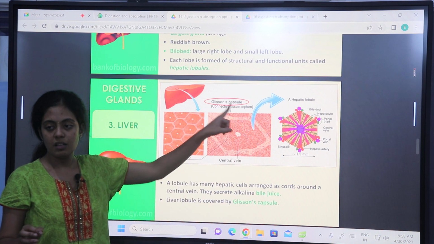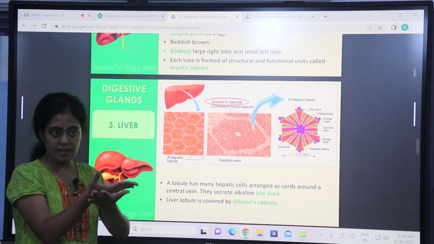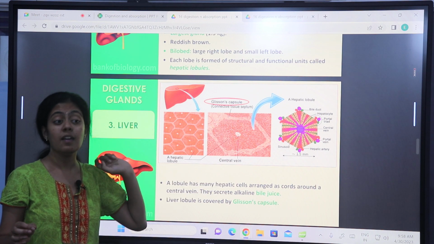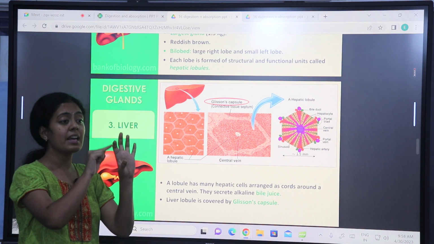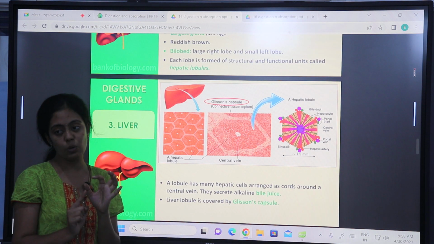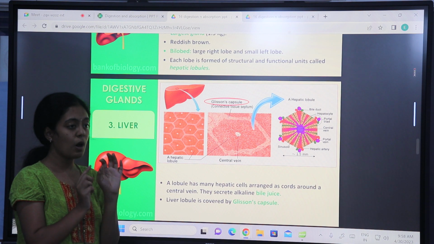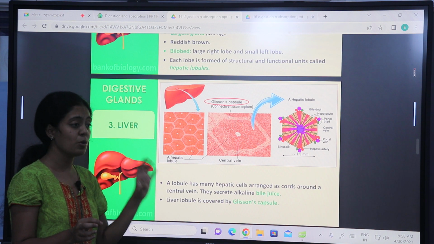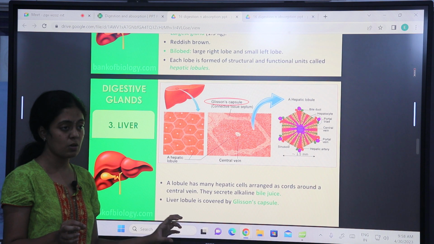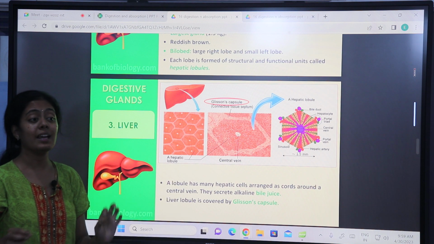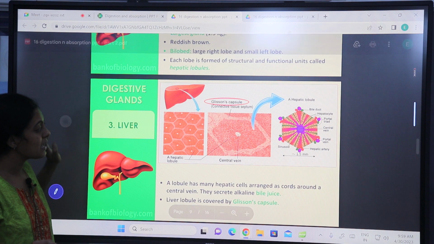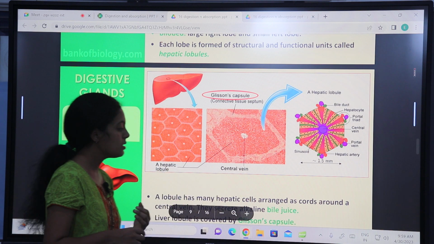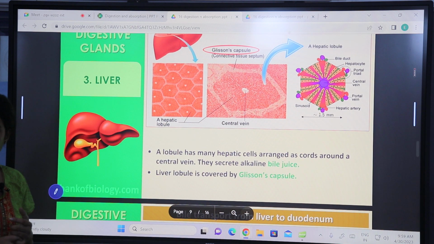Lobule, in microscopic view: I cut the liver, take a cross section and view it under a microscope, and I can see lobules like this. Each lobule is covered by a capsule called Glisson's capsule. Your liver is made up of lobes, lobes are made up of lobules, and each lobule is covered by Glisson's capsule. Each hepatic lobule is made up of cells called hepatocytes. Can you see the cells? They are called hepatocytes.